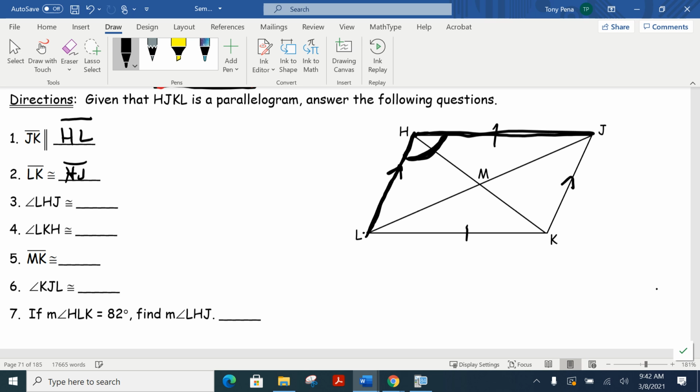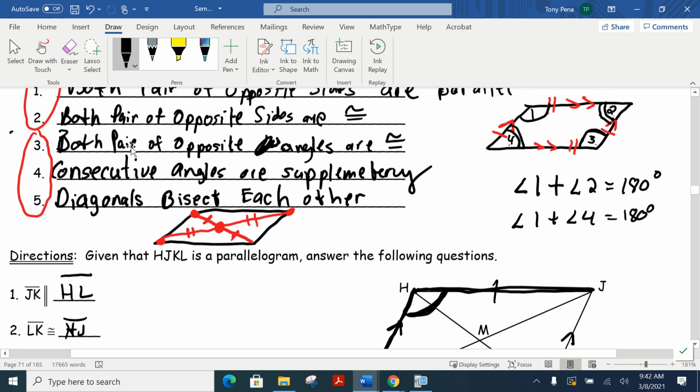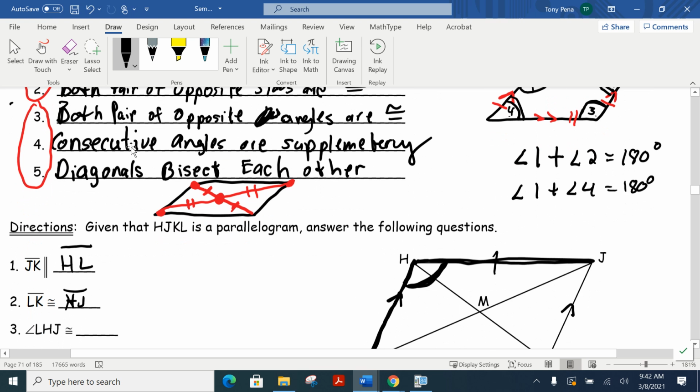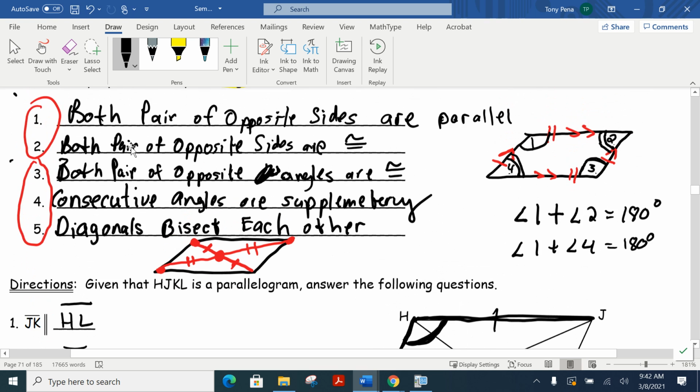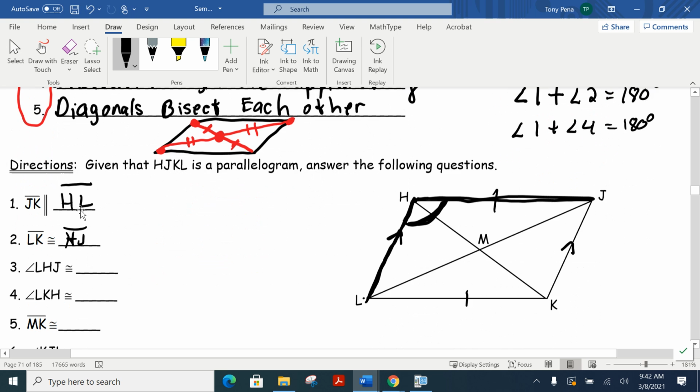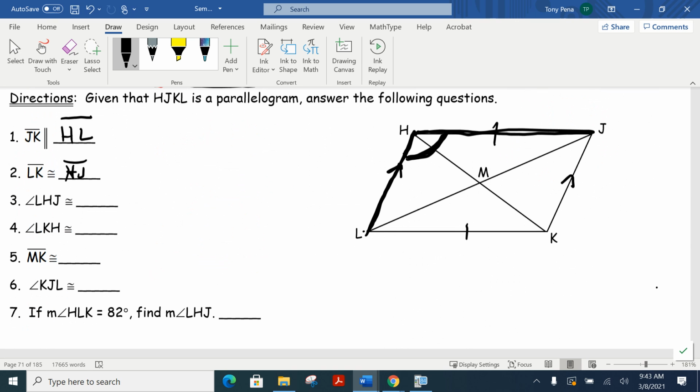is congruent to, so if we look at our 5 properties listed above, the one that this is dealing with, if we're talking about congruency of an angle, is number 3. Both pair of opposite angles are congruent. So if I'm looking to see which angle this bigger angle is congruent to, it's its opposite angle. This would have to be its opposite angle over here.